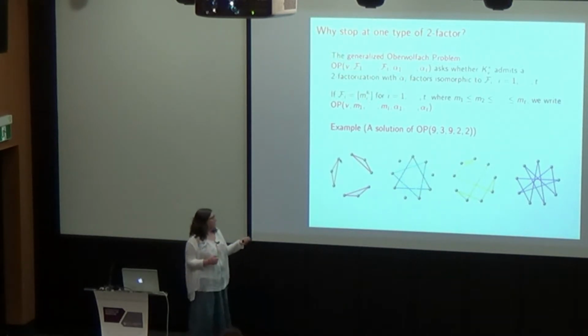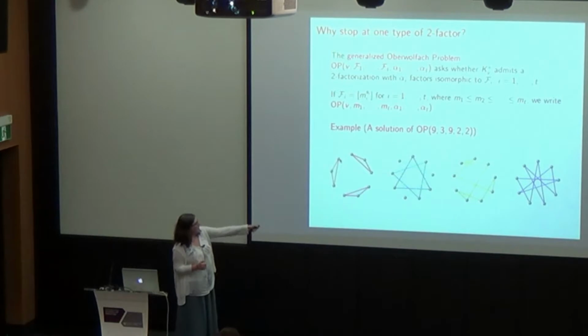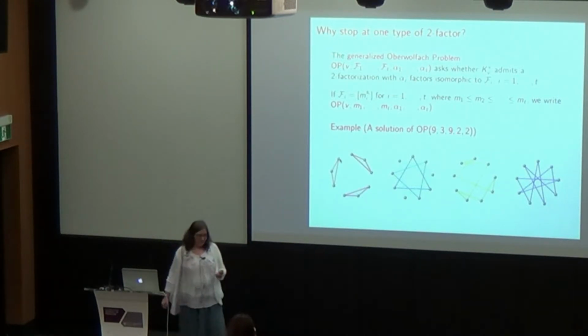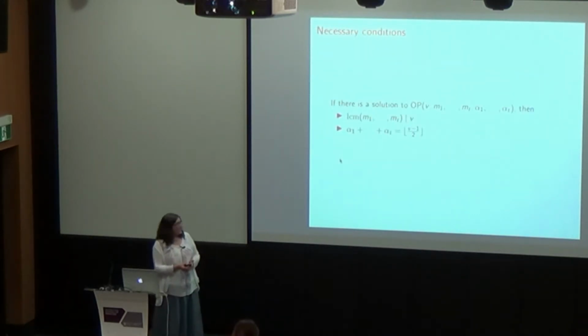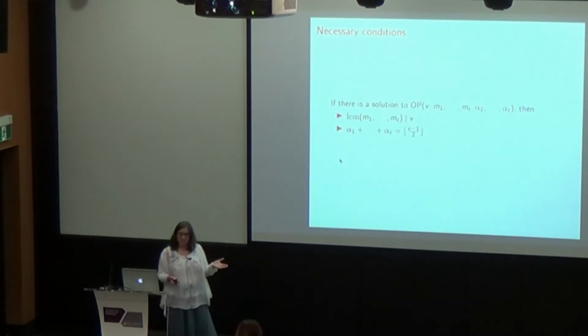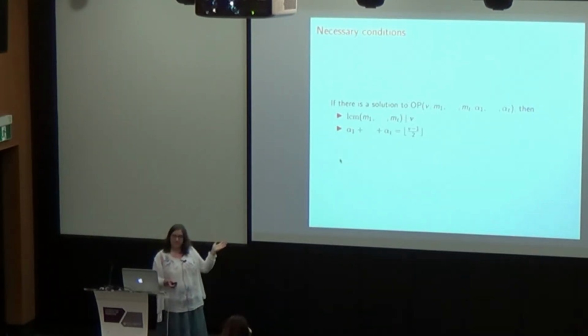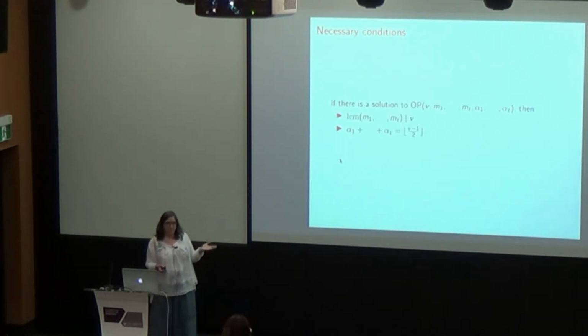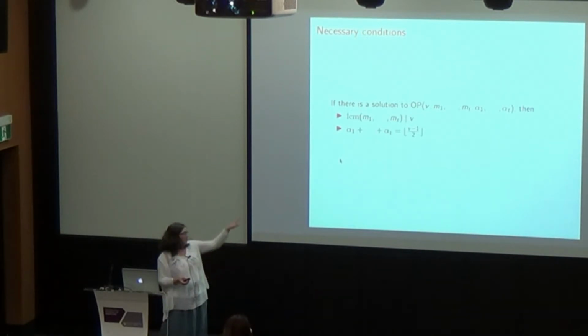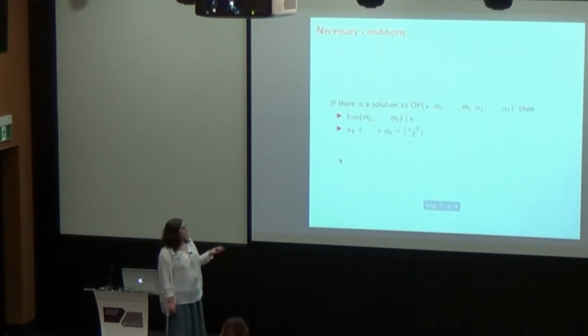So we have K9. The first two pictures here show C3 factors, and over here we have C9 factors, and they completely decompose K9. So, necessary conditions for a solution to this problem: in the uniform case, all of the cycle lengths have to divide the number of vertices, and the total number of factors has to be the right number, so the degree over 2, essentially.